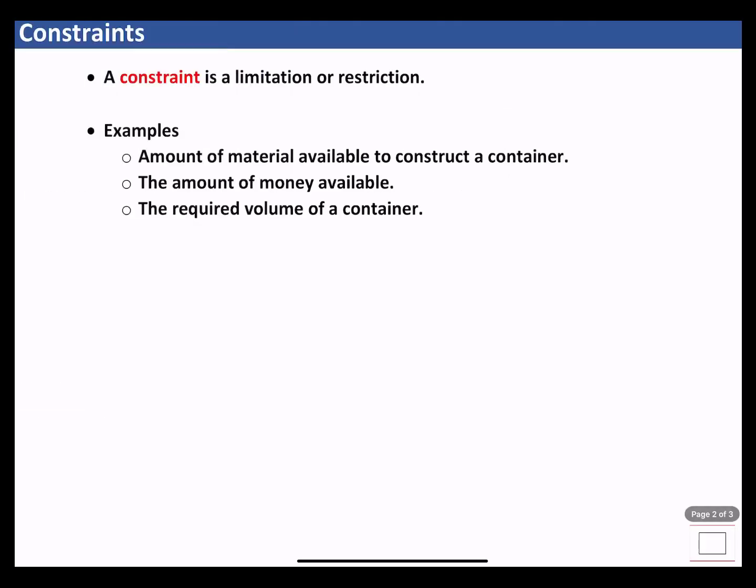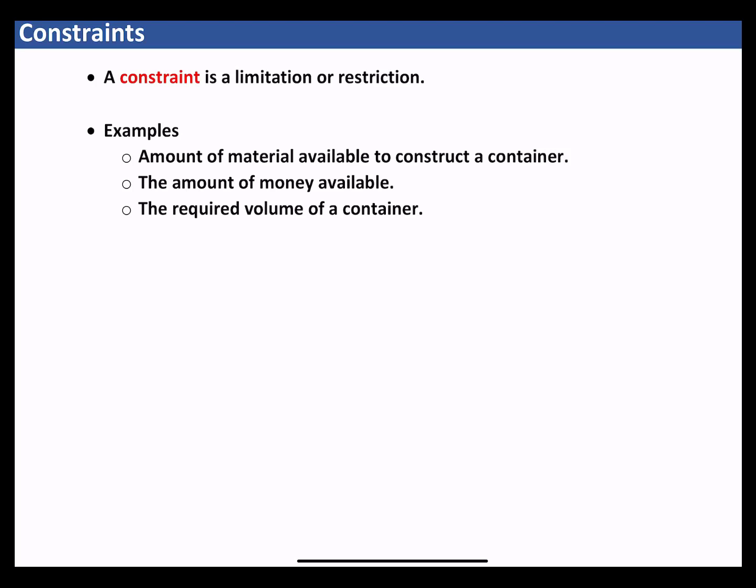As stated, a constrained optimization problem is a problem in which we want to make one particular quantity as large or small as possible, subject to one or more constraints. It is worth noting that a constraint is a limitation or a restriction. When constructing a 3D container, examples of constraints include the amount of material available to construct the container, which would be surface area, the amount of money available, or the required volume of the container. Containers may be boxes, cylindrical tanks, or cans, or other 3D shapes.